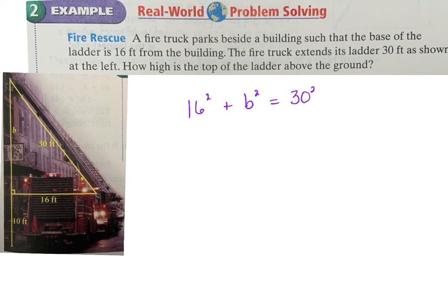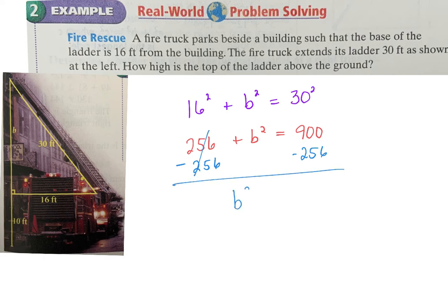Now in this case, 16 squared is 256. We're still looking for b. 30 squared is 900. Now we need to solve. We're going to use just basic algebra to solve here. We are going to subtract that 256 from both sides. All right. When we do, we get b squared equals 644. This does not have a perfect root.